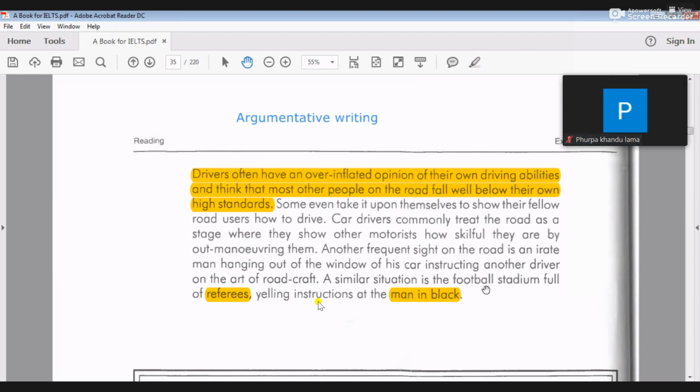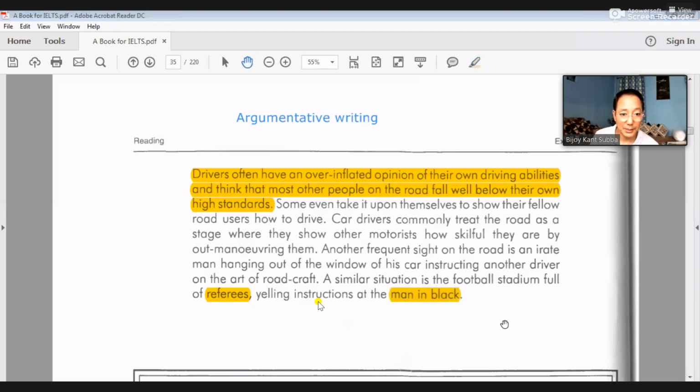Now there's something, right? The entire passage is about car drivers. So because of that, you might be thinking referees, men in black, car drivers. But look at the example. A similar situation is the football stadium. So it's in a football stadium. So it's got nothing to do with driving. Nothing about driving. Driving is just an example. Okay, but it's got nothing to do with driving. Think of that.